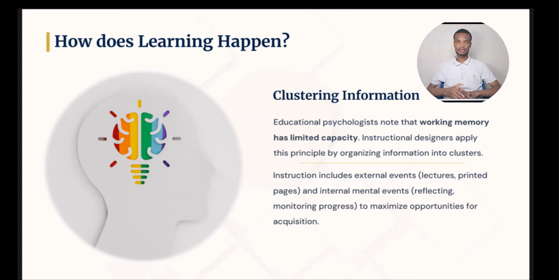How does learning happen? Learning typically happens through clustering information. Educational psychologists note that working memory has limited capacity, and instructional designers apply this principle by organizing information into clusters.